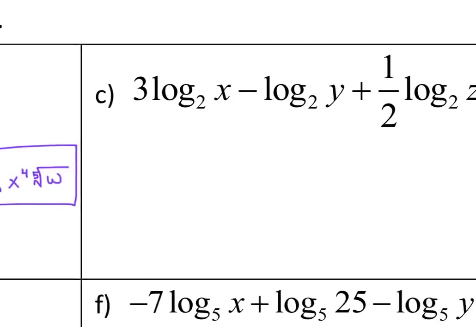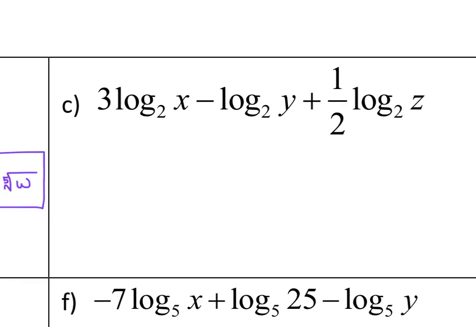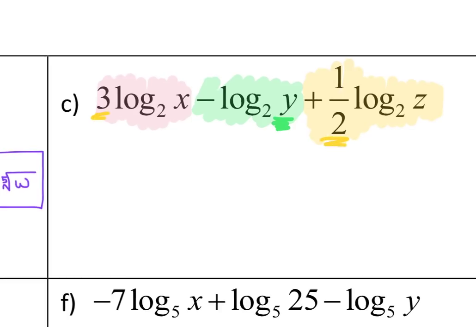And then in letter C, I've got 3 things. Notice that I have 3 terms. One of them is negative, and that means that y is going to be a denominator. But the other 2 are positive logarithms, and so the z and the x with their respective exponents are going to be numerators. So let me start by rewriting these things with the 3 and the 1/2 as exponents instead of coefficients.